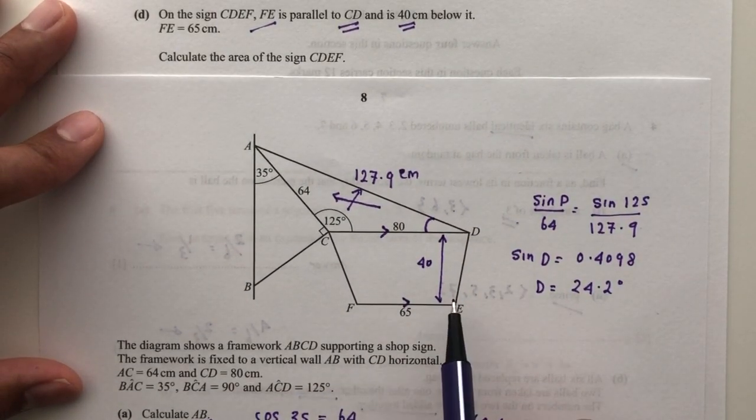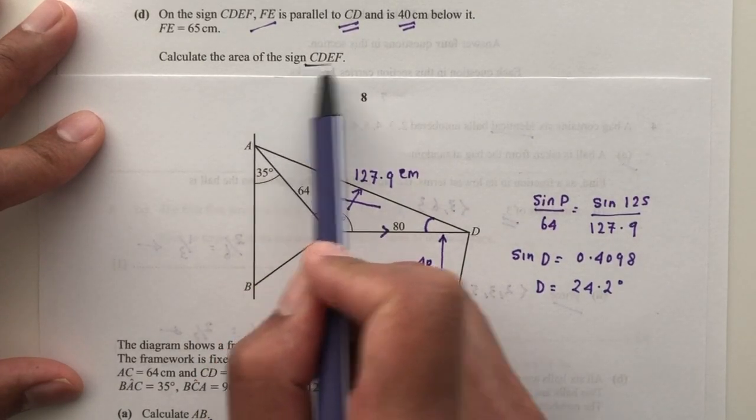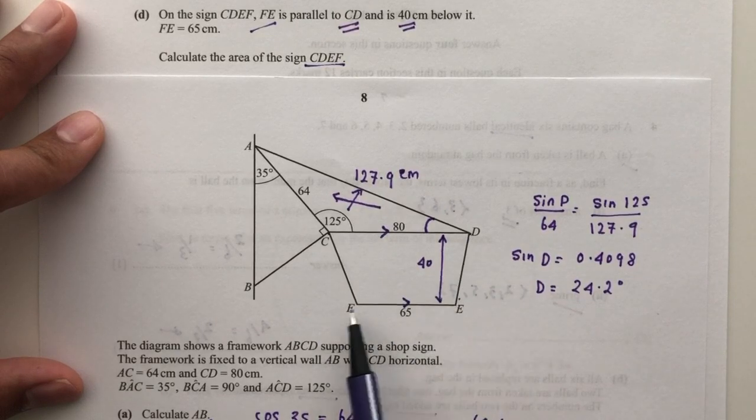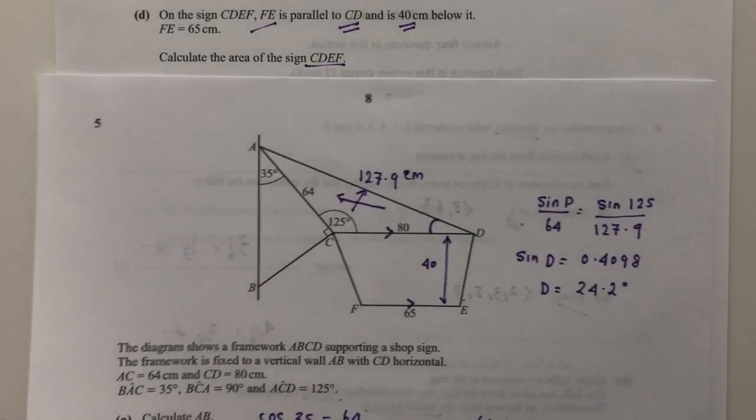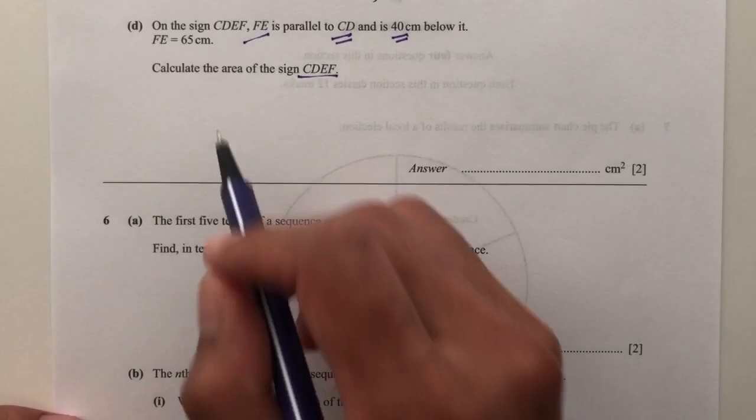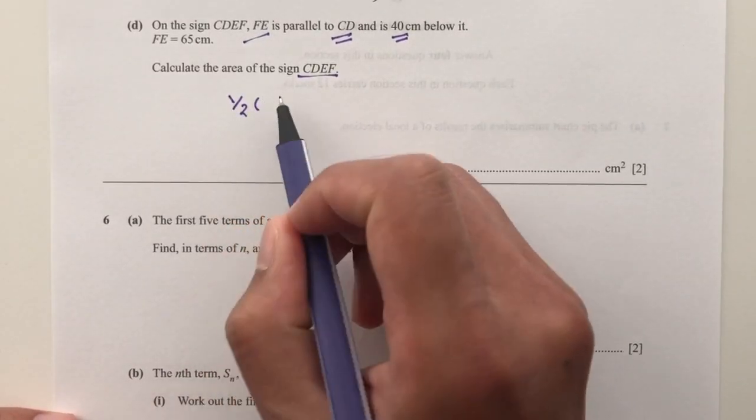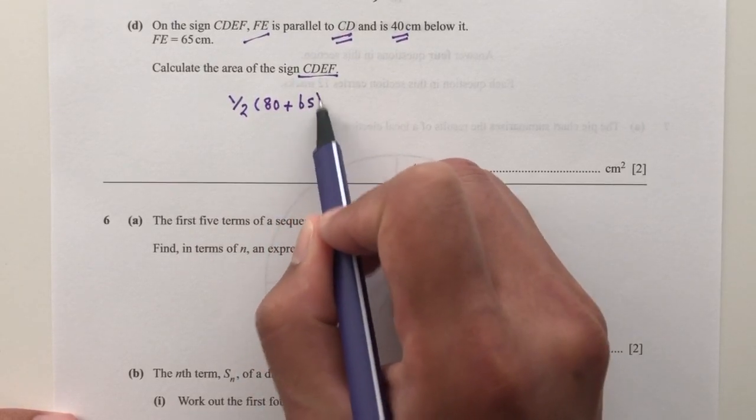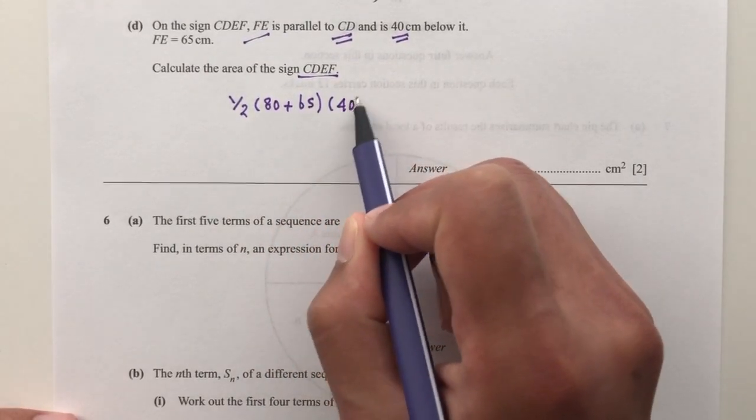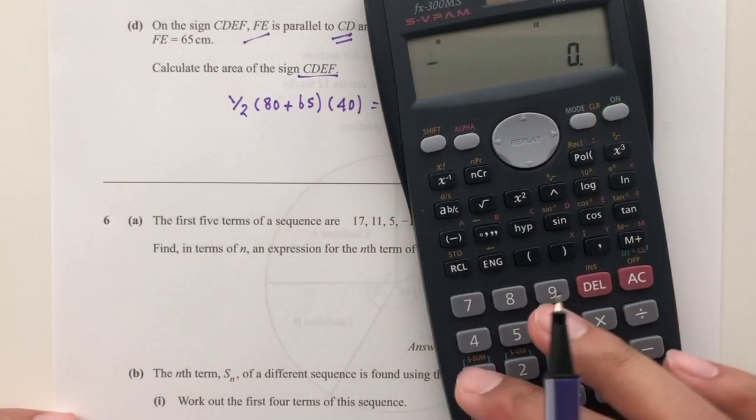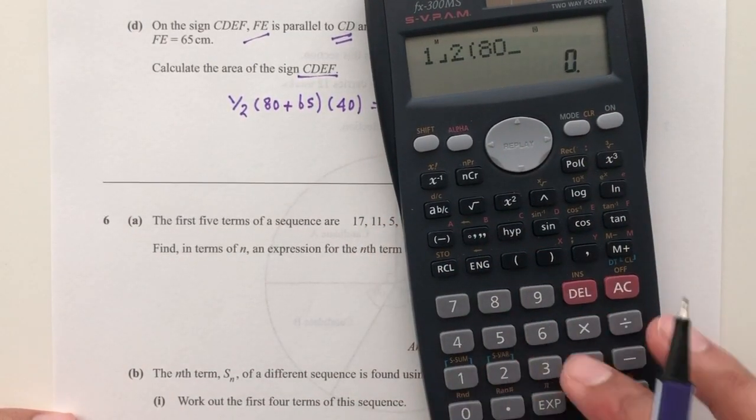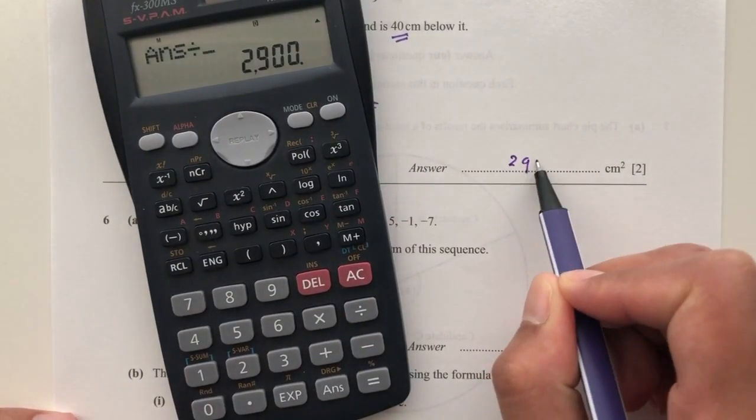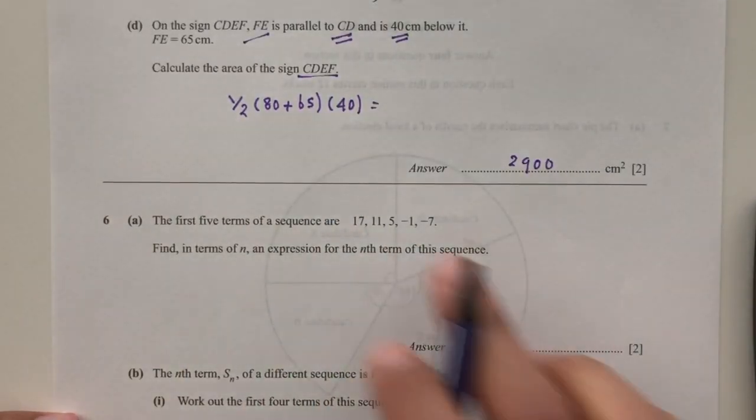F is 65. Calculate the area of sign CDEF. As you can see, CDEF is a trapezium. So let's find the area of a trapezium. So pretty easy. Half times the sum of parallel sides, which will be 80 plus 65, times the height in between, which will be 40. So half times 80 plus 65 times 40. That will be 2900 for the area of the trapezium.